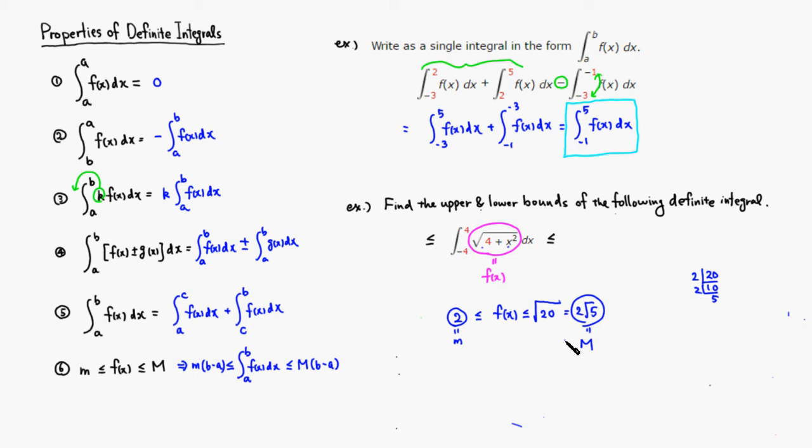So what we can do is take m times the length of the interval. The length of the interval is 8. So 2 times 8 is 16, and 2 square root of 5 times 8 is 16 square root of 5. So those are the lower limit and the upper limit of this definite integral. That's it. I hope that this was clear.